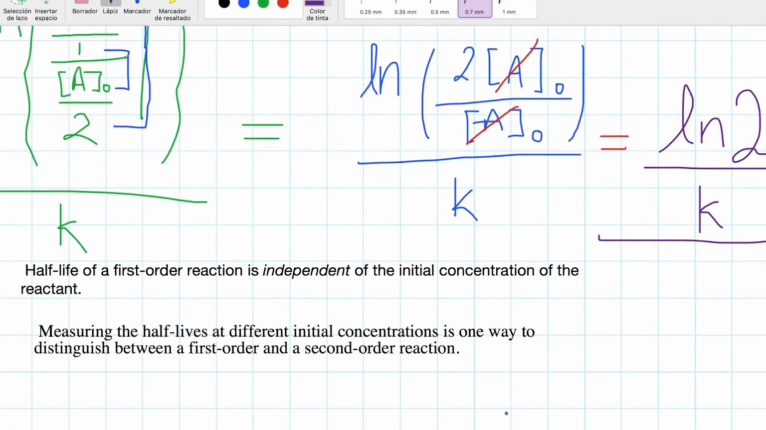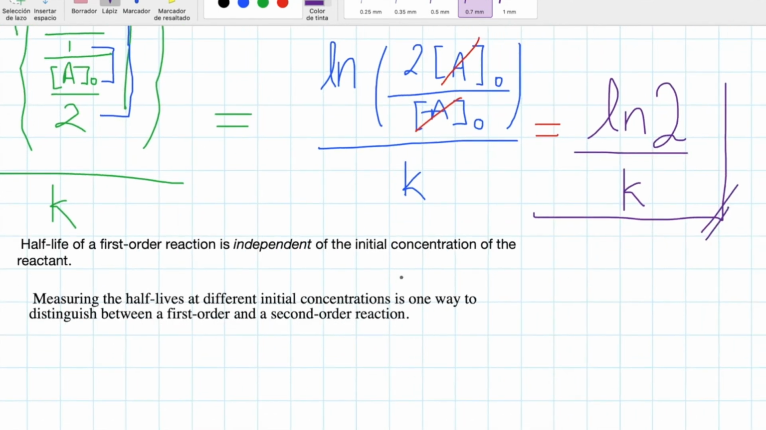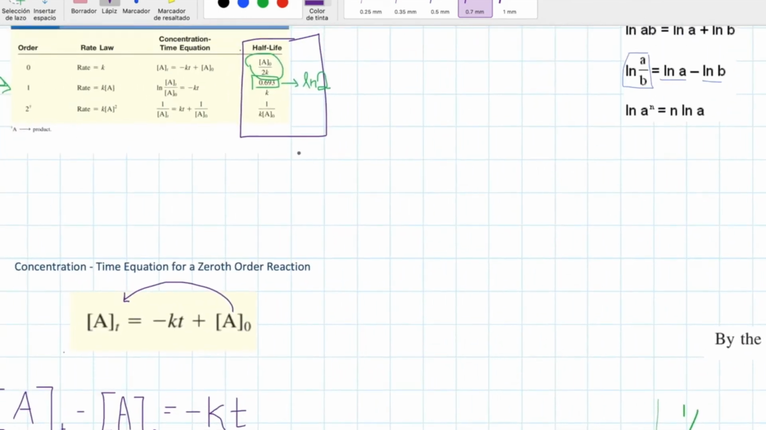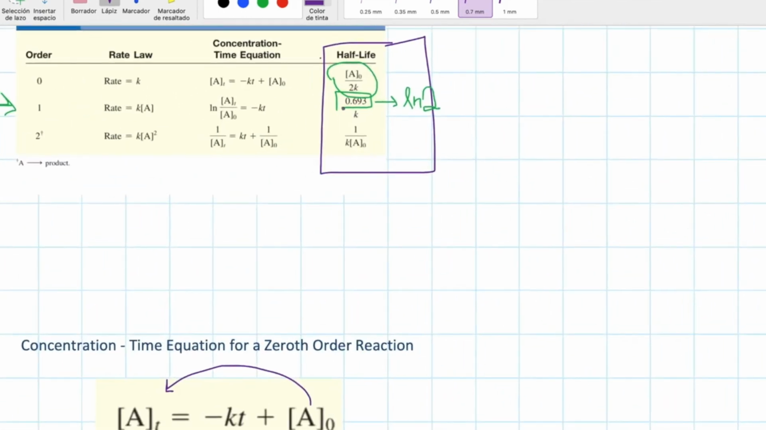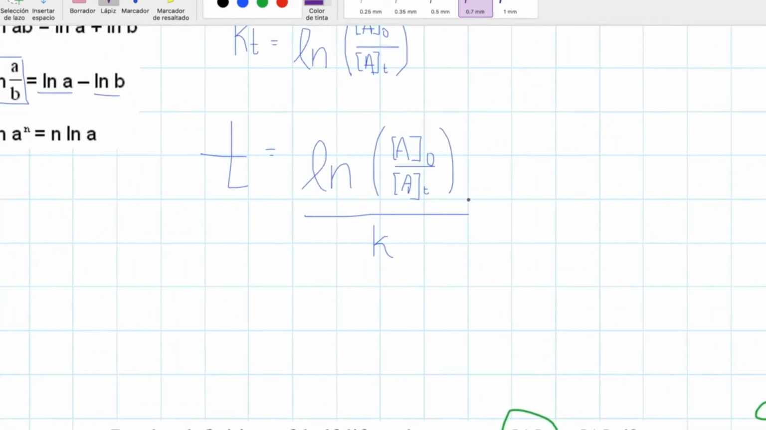As we can see, the half-life of the first order reaction is independent of the initial concentration of the reactant. There's no initial concentration in the half-life equation. Measuring half-lives at different initial concentrations is one way to distinguish between a first order and a second order reaction, which we'll be seeing later. So let's go ahead and see the table to see if we got the same answer. Well, the same formula. So yeah, yay, we got it.